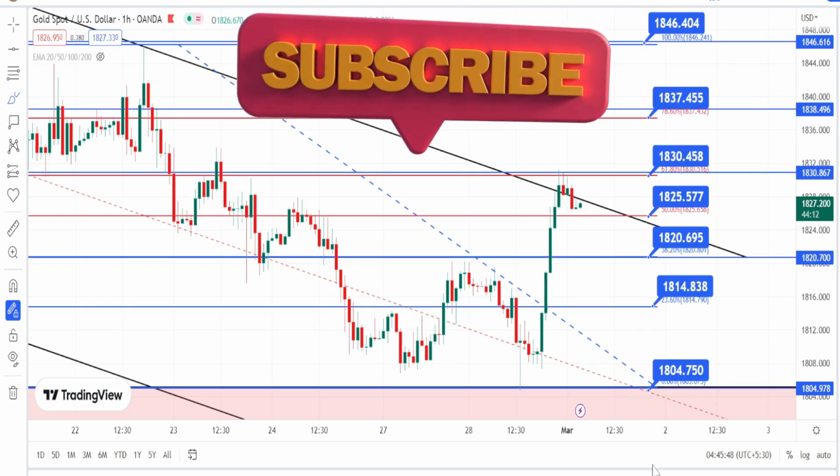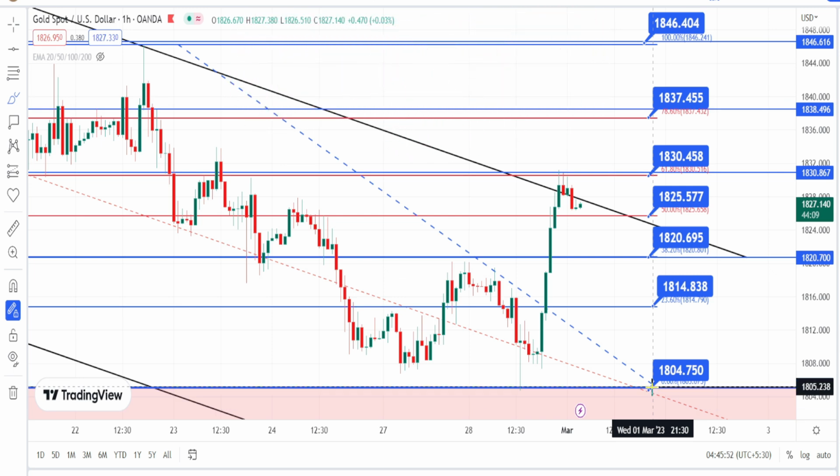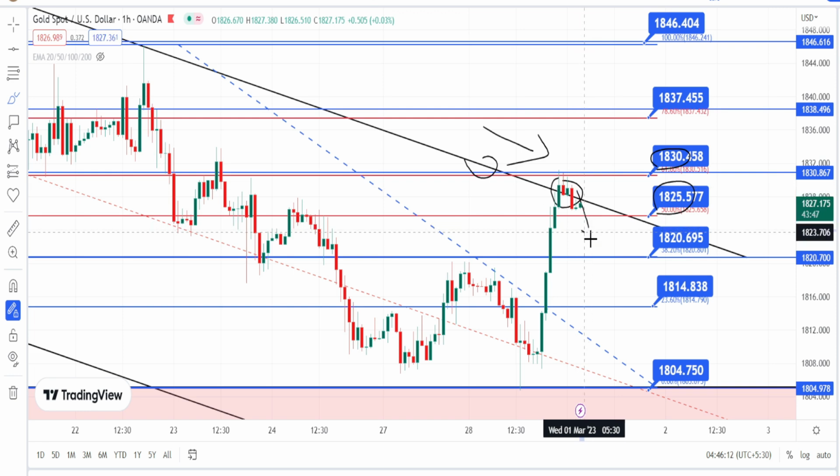So the values within these blue color boxes are the resistance and support levels for current price action in hourly time frame. Currently the price action is trading between the support level of 1825 and resistance level of 1830. And if the price action bounces back from this resistance line from the bearish channel pattern of the 4 hours time frame on the bearish side, next level of support is going to be around 1820.